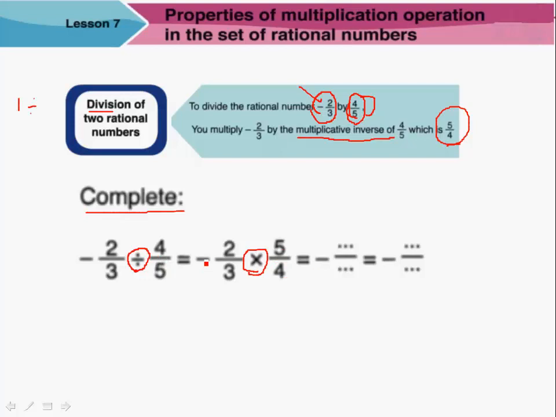This will be equal minus 2 times 5 is equal to 10. 3 times 4 is 12. Equal minus, if we divide by 2, this will be 5 and this will be 6. This is 5 over 6. So the answer minus 5 over 6 is the simplest form.